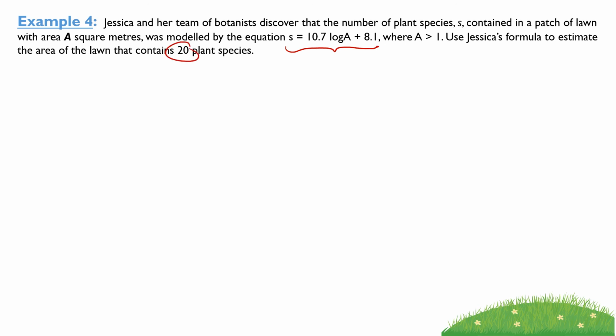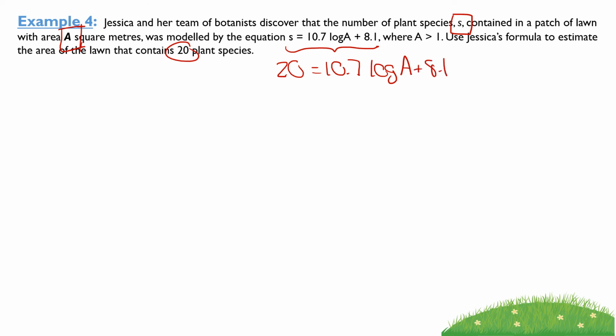So we've got her formula here, and we've got a new number, 20. Where's the 20 going to go? The only unknowns we have are an S or an A. Which one is it? It's S, which is good because I hate using S. It looks like a 5, so I'm glad I'm replacing that. 20 equals 10.7 times log of capital A plus 8.1.